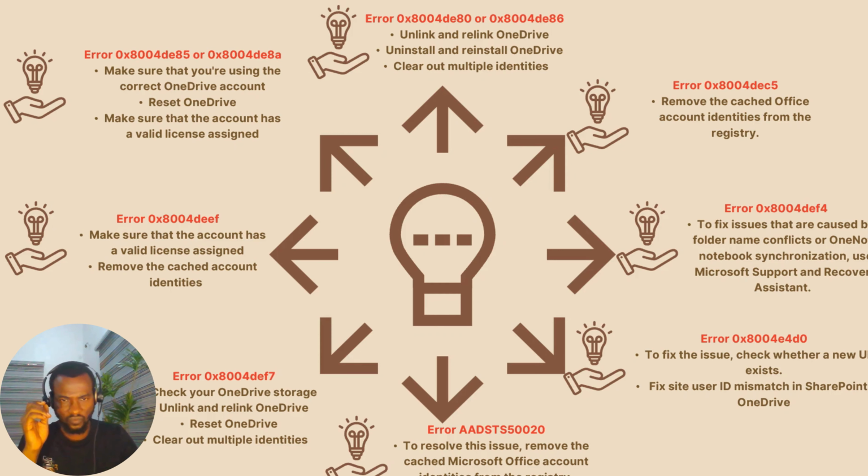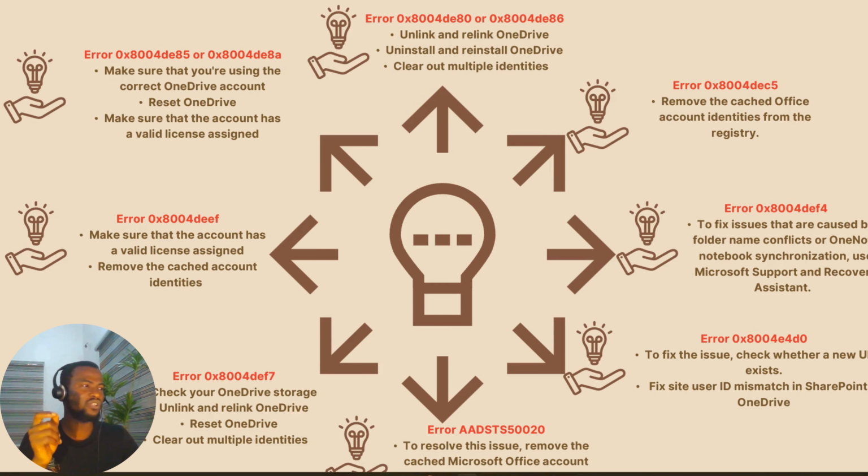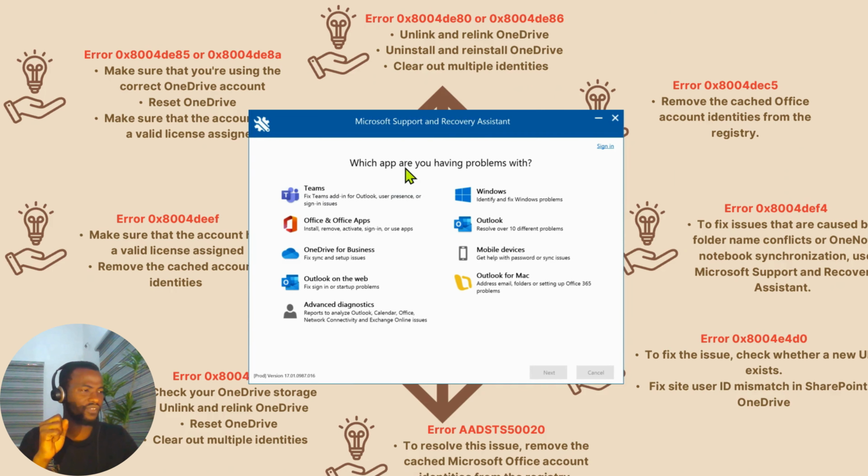So all we need to do here is to make use of, for example, the Sara tool, which you are going to use with OneDrive for Business to fix the sync and setup issues.